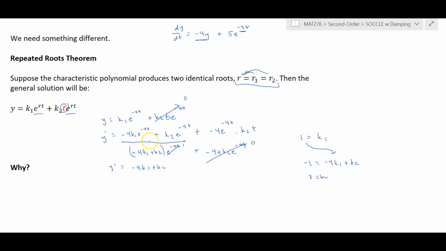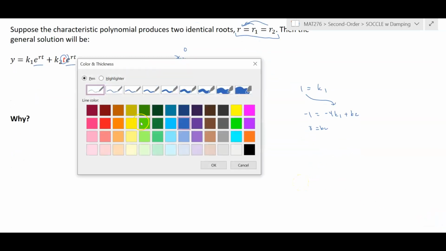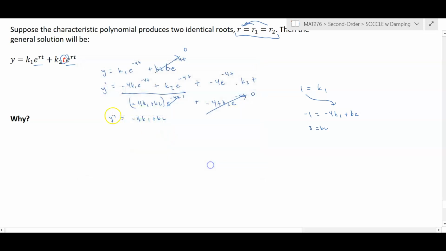Because we showed what would happen if it did work. If we just put a t in front of one of those e to the rt's, why does this magically solve the problem? How do we know that this isn't just some arbitrary made-up thing? And the way we could always prove that something is in fact a solution is by showing that it works for the differential equation. Now the question is, when do we get repeated roots?